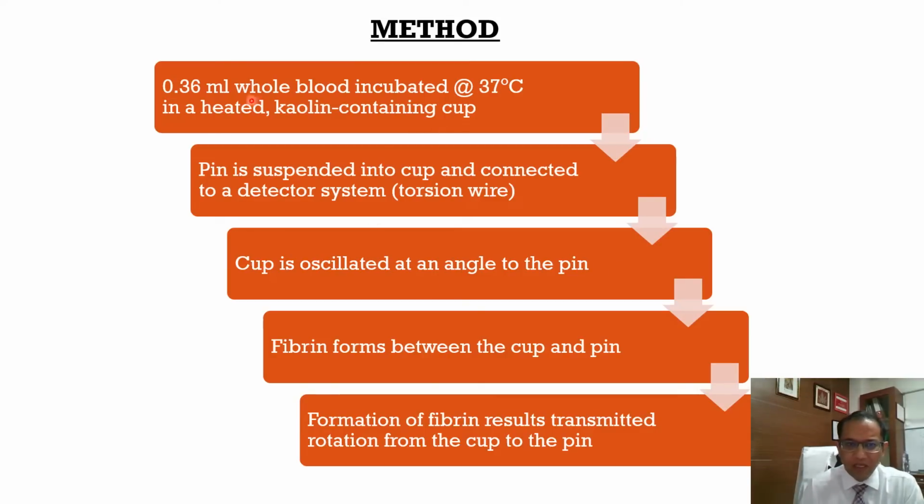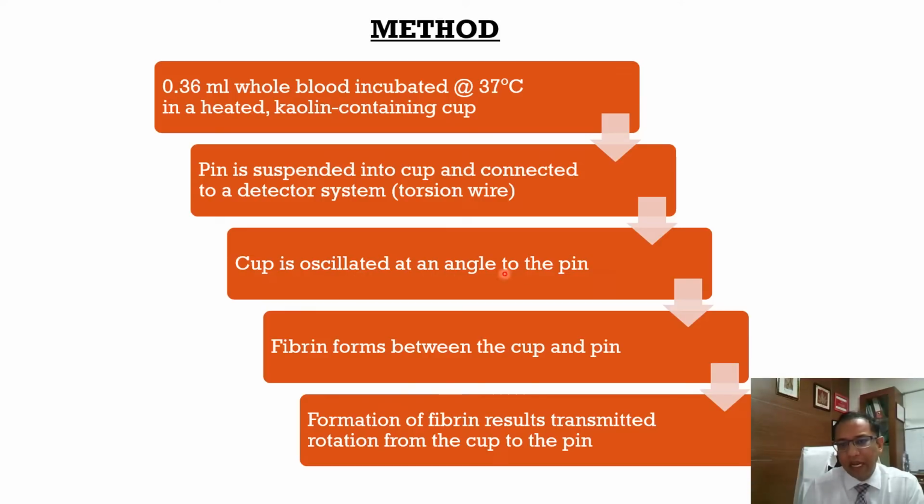So what is the method? We generally take 0.36 ml of whole blood incubated at 37 degrees in a heated kaolin-containing cup. Now kaolin, what will it do? It will start the process of the intrinsic coagulation pathway. Now the pin is suspended into the cup and connected to a detector system through the torsion wire, like I said.